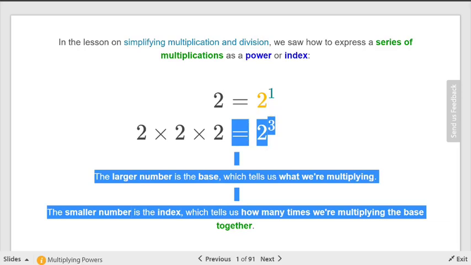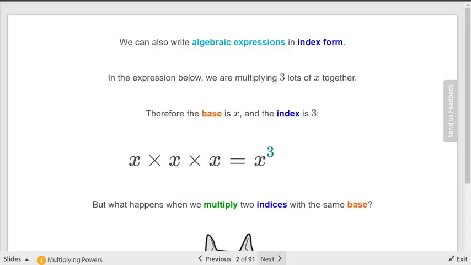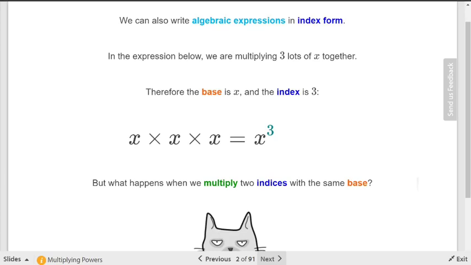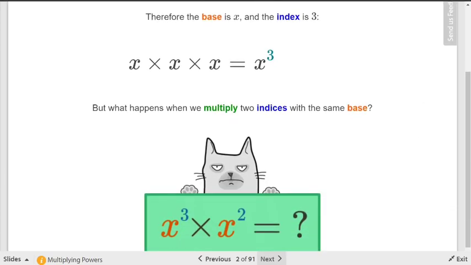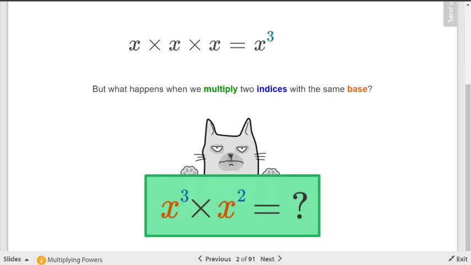And remember, the base is the thing that tells you whatever you're multiplying, and the index tells you how many times you're multiplying it. So, we can always write multiplication by the same base using an exponent, but it's got to be the same base. But what if we're multiplying them and they have the same base? Do we multiply those exponents? No. What are we going to do to them? Add them. And we're going to write down the addition? Yes. Just this lesson. Okay?